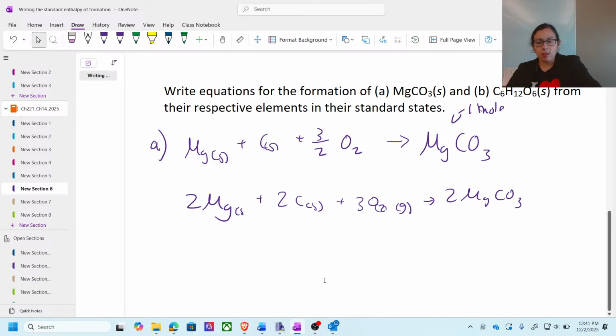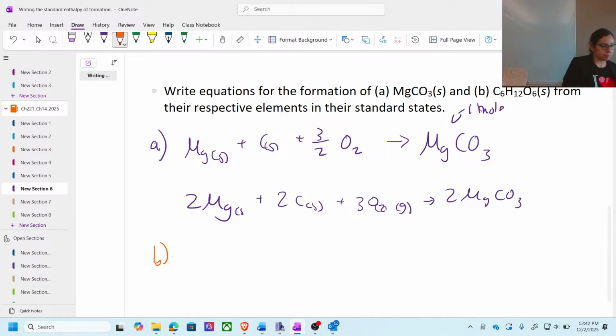And so I'll give people another minute or so for B. Again, just kind of repeat that process. Do it for 1 molar equivalent of our sugar here. And trying to get papers.